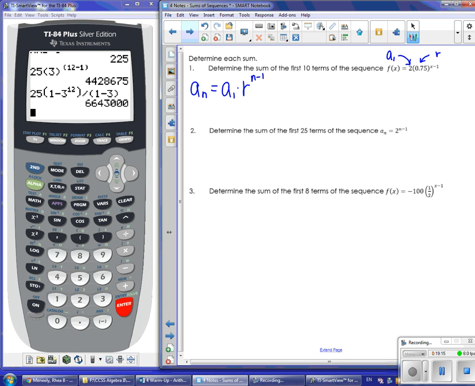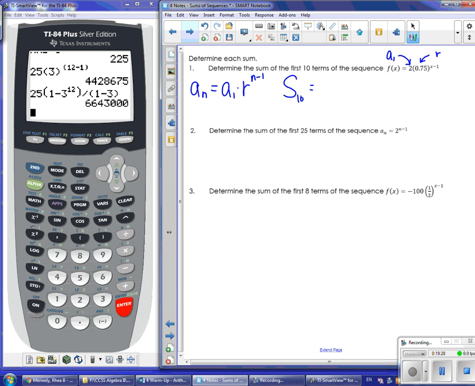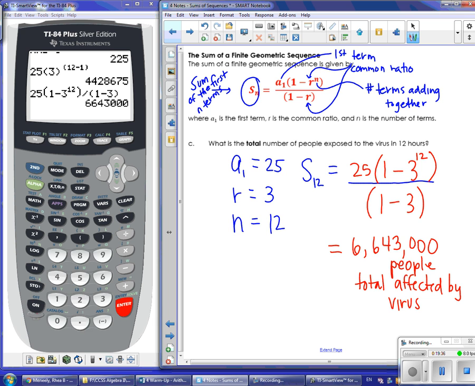So if I want to find the sum of the first 10 terms, let's go back to our formula for a second. I'm going to take my first term times 1 minus r to the n, and that's going to go on top, so let me just write the formula. My first term times 1 minus r to the n, and all of that is going to go over 1 minus r.